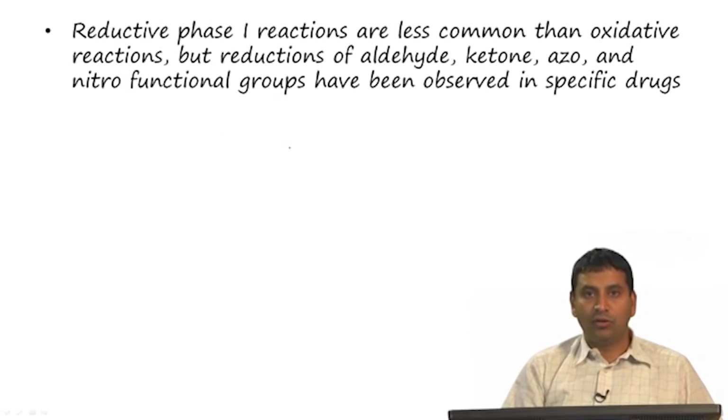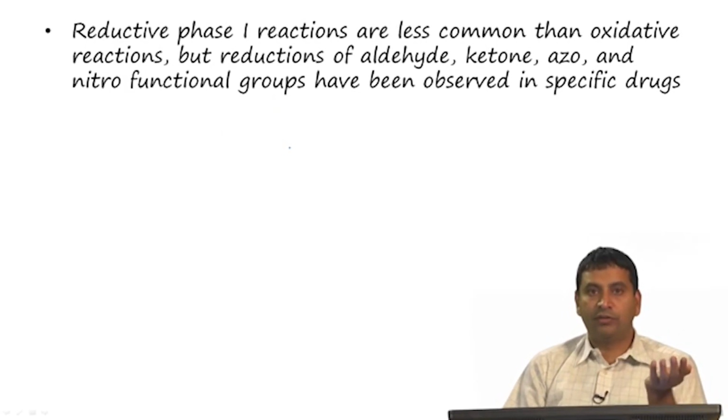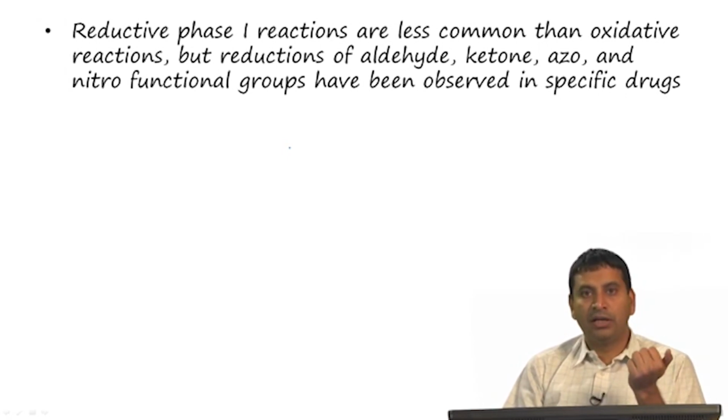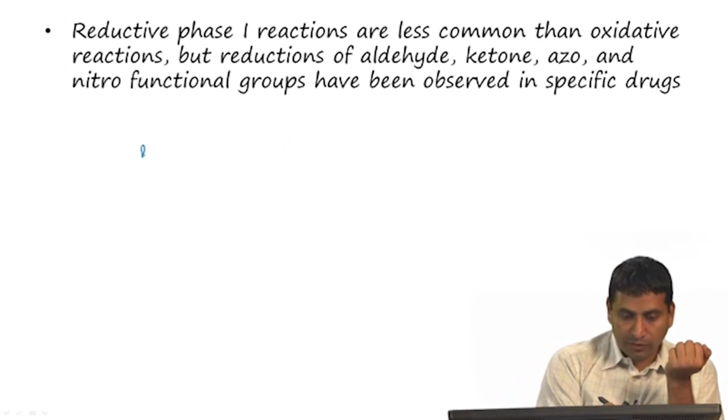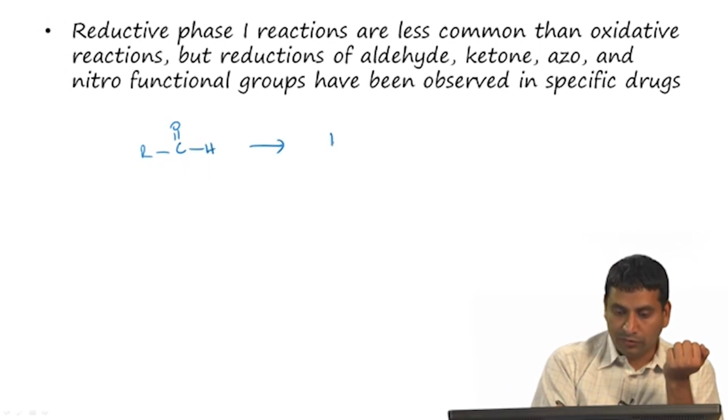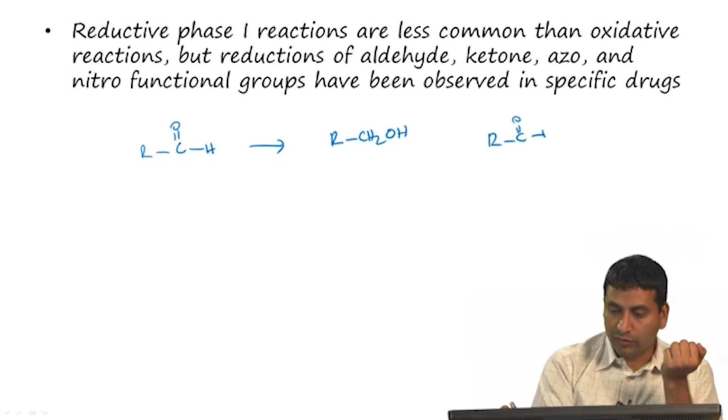Okay. So, these are all examples of oxidative phase 1 reactions, but there are also several reductive phase 1 reactions, but they are less common, and the main reductions that occur are of aldehyde, ketone, azo and nitro functional groups. So, let us look at some of these examples very briefly. So, you have an aldehyde which is going to give you RCH2OH. Similarly, you have a ketone which will give you a secondary alcohol.